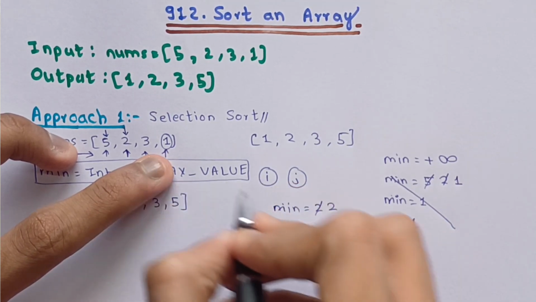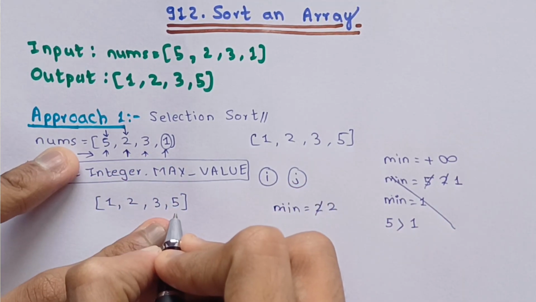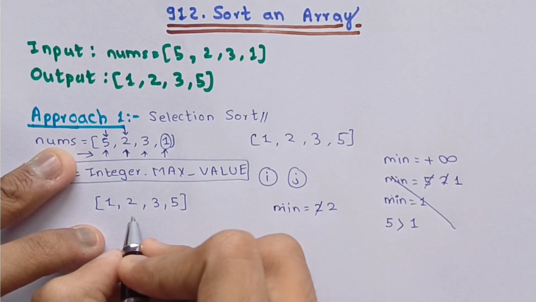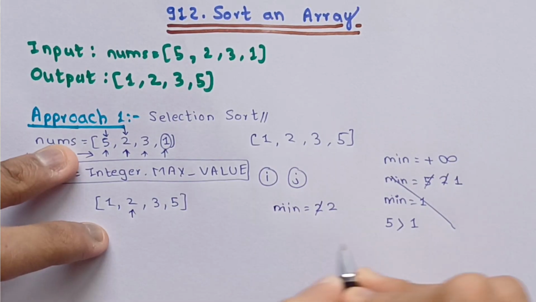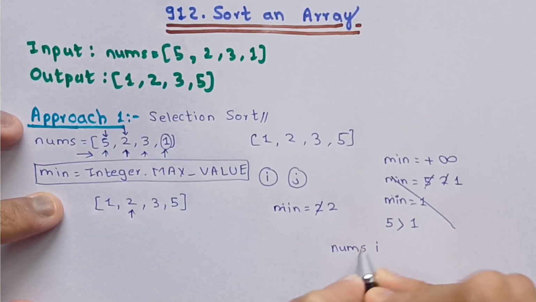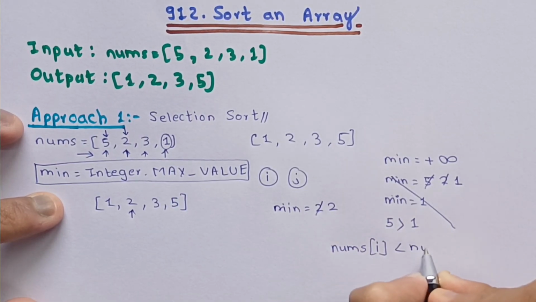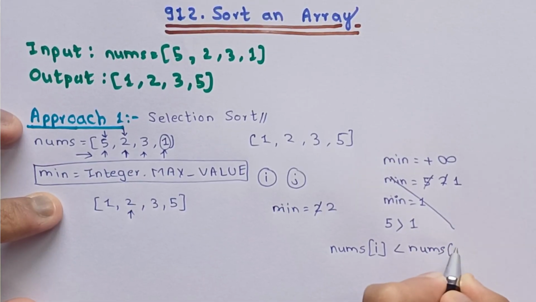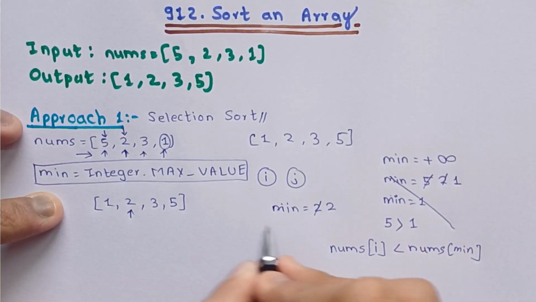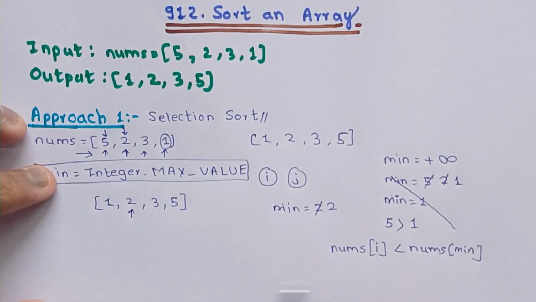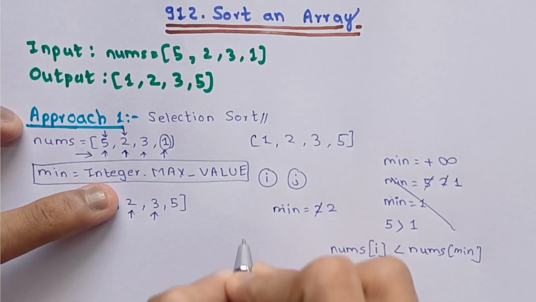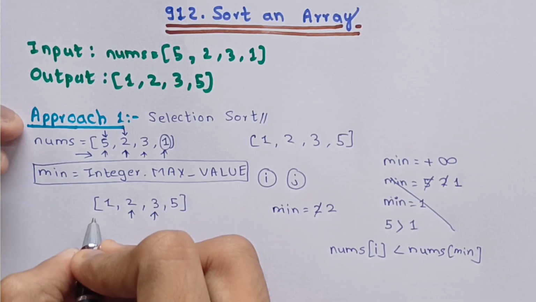Okay, now we will move to 5. Now 5 is also greater than the minimum value, which is 2. Now we will check nums of I is less than nums of j, where nums of j means the minimum index. Now 2 and 2 are equal, so it will not get swapped. Now j will move here, I will move here, and j will again traverse, and 3 will remain there only, and this is the sorted array.